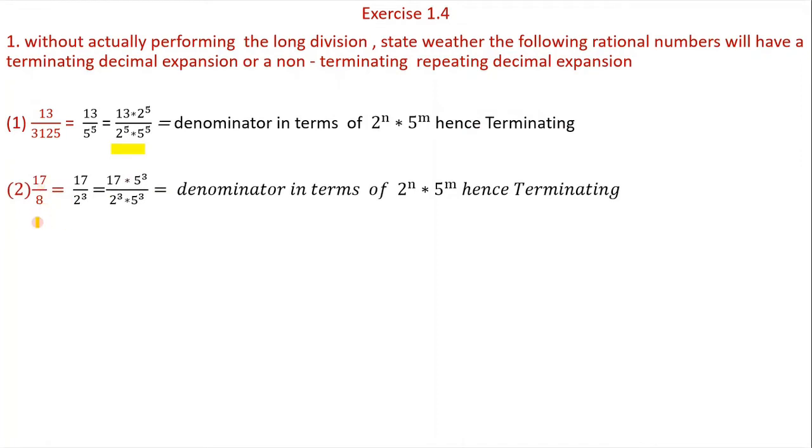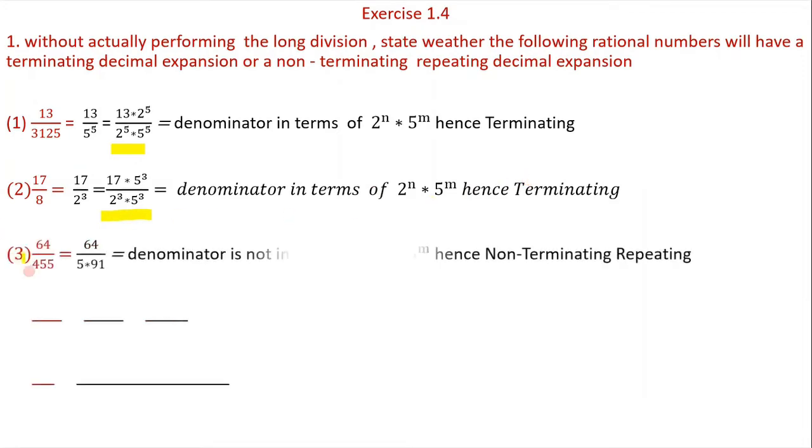We know that the prime factorization for 8 is 2 cube. In order to balance this equation, I want to multiply with 5 cube on both sides. That is 17 into 5 cube divided by 2 cube into 5 cube. This implies that the denominator is in the form of 2 power n into 5 power m. Hence, it has a terminating decimal expansion.